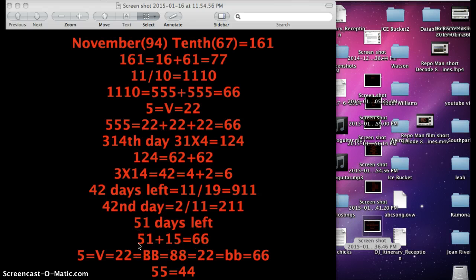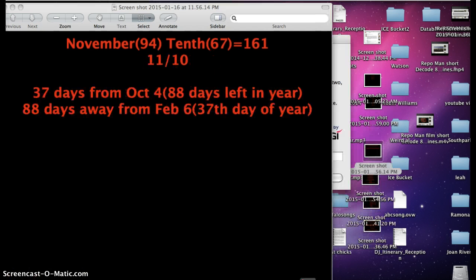And then it also connects to 88 and 66 and 22 again. So 5 equals V in Roman numerals, and V equals the 22nd letter. And then 2's B is the second letter. So you got B, B, and so 22 is BB. BB looks like an 88. And then 22 is also a lowercase bb, which looks like two 6's. So 55 can equal 44 as well, because it would be 22 and 22. I know I did a video on this a while back too.